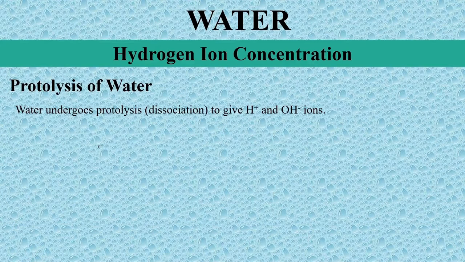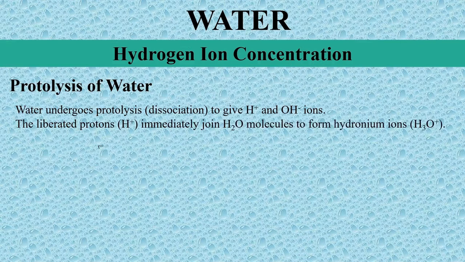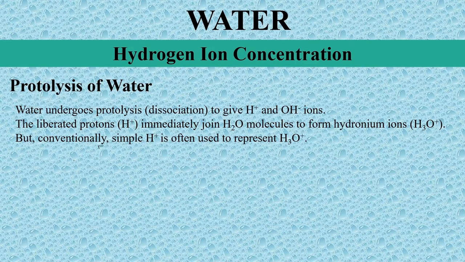Water undergoes protolysis, that is dissociation, to give H+ and OH- ion, and the liberated proton, that is H+ ion, immediately joins a water molecule to form hydronium ion, H3O+. Conventionally, simple H+ is often used to represent H3O+. That means that H+ is actually the H3O+ hydronium ion.